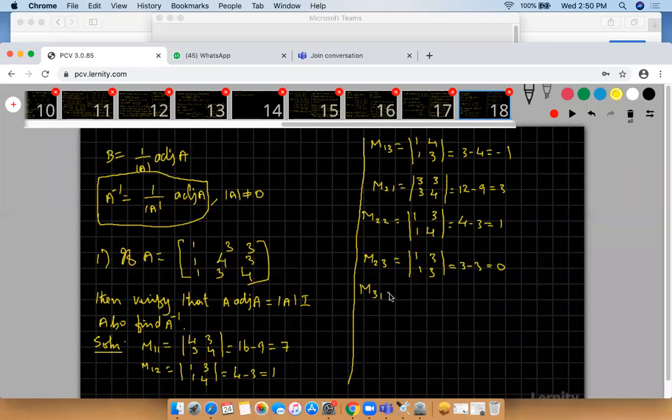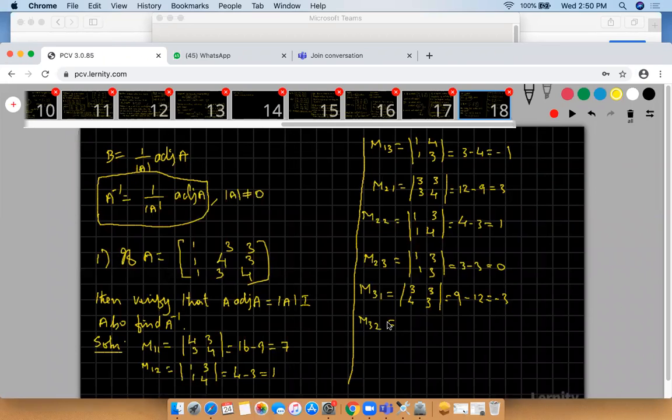M31. What is my M31? How to find out my M31? This row, this element, leave this row, leave this column. So this is 3, 3, 3, 4, 3. Okay, so therefore this is 9 minus 12. So the answer is minus 3.